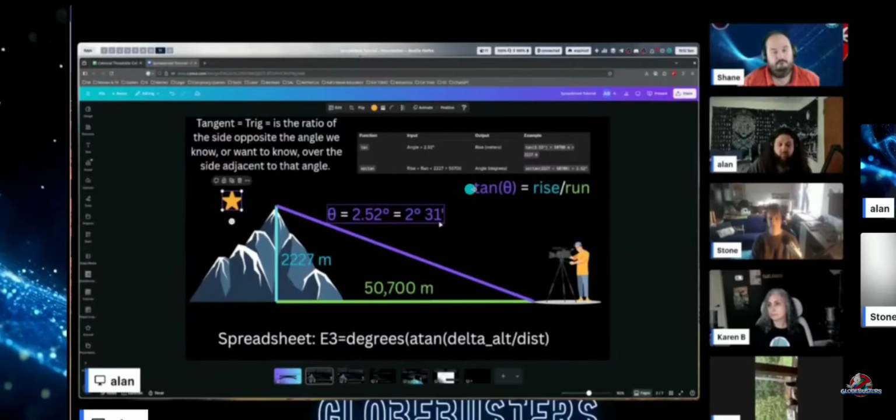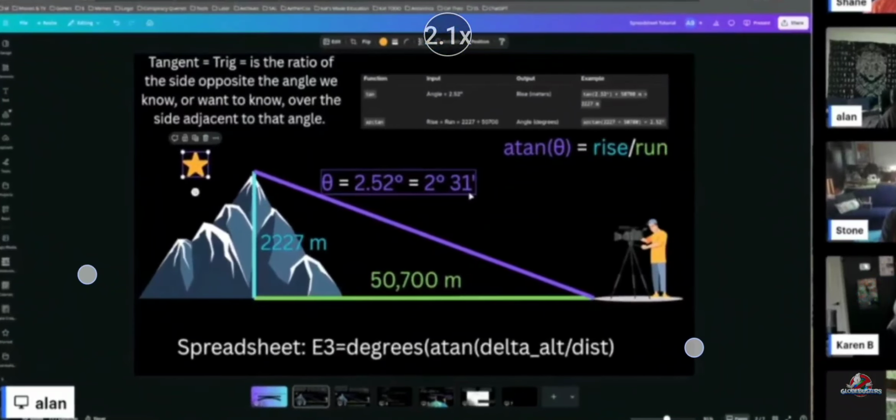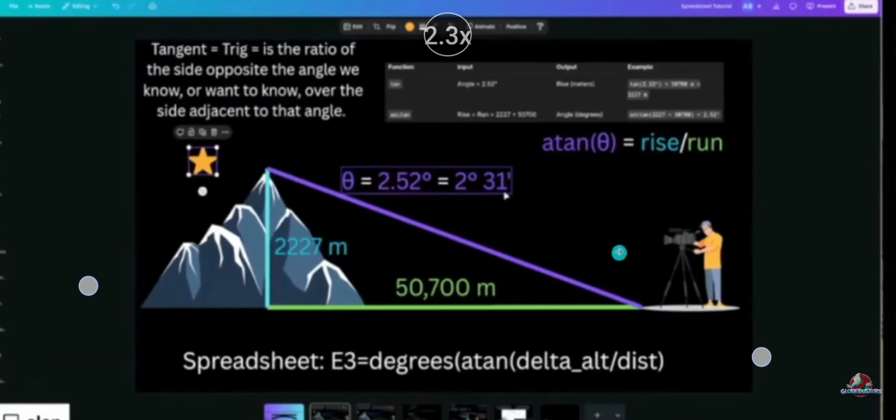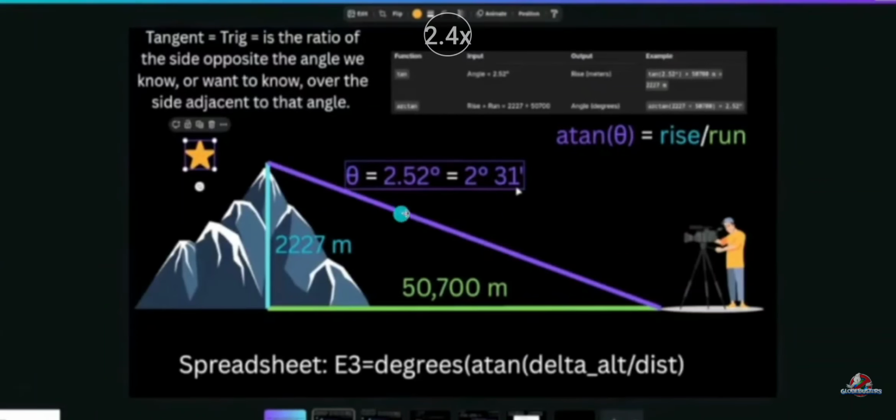And that's what ends up happening. So to look at the trig functions, we talked about what rise over run is, because we're using plain trig here, which is the basic, easiest form of trig that can be used. So we have the run here, which is 50,000 meters, and the rise, which is the mountain altitude. If you do your arctangent of that, you get the angle output. That comes out to be 2 degrees and 31 arc minutes.